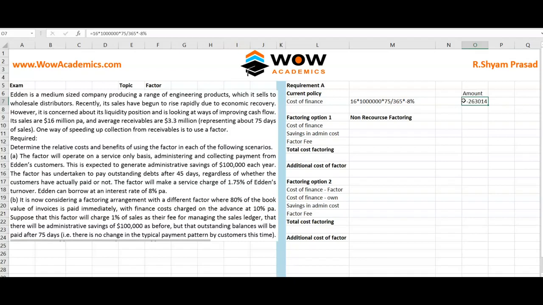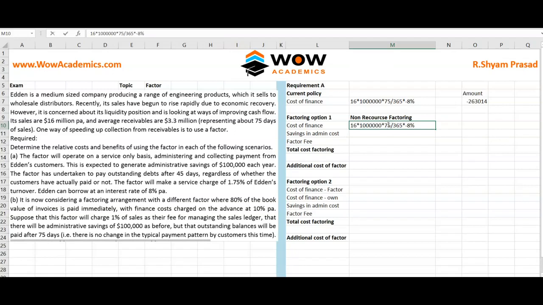So that's about this number. So the next one is the factoring. So the cost of factoring is similar to what we do, but here certain information changes. The sales information is the same, but the receivable information is not 75 days.